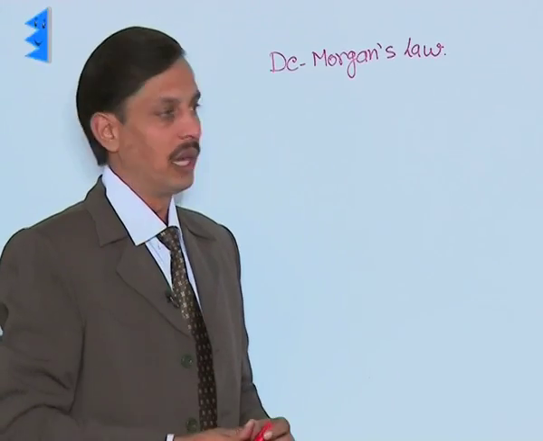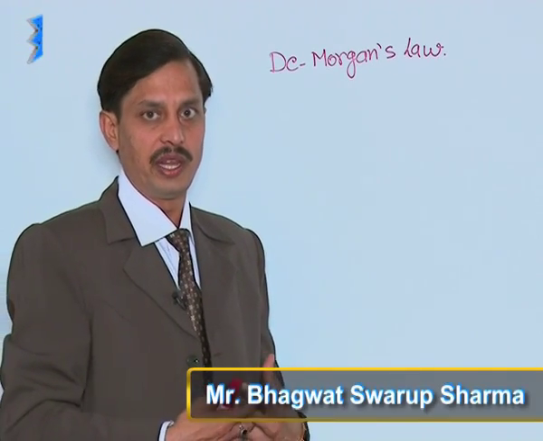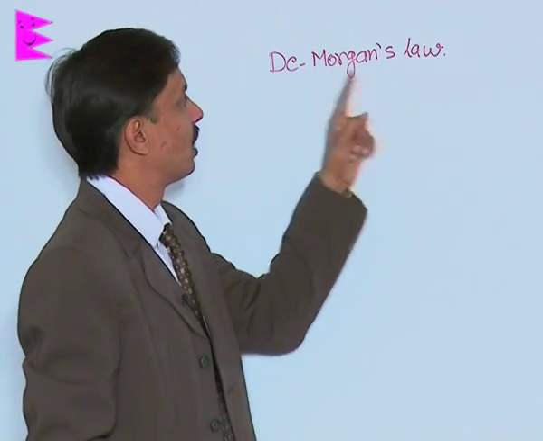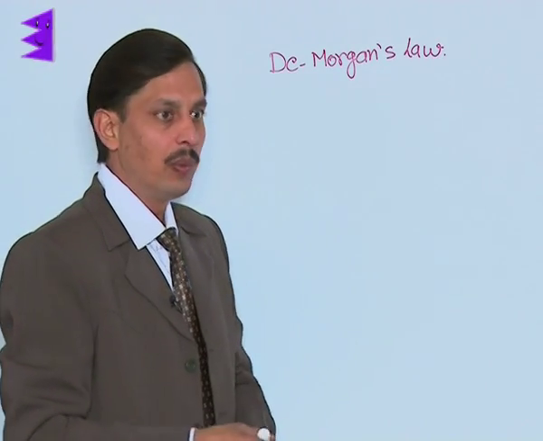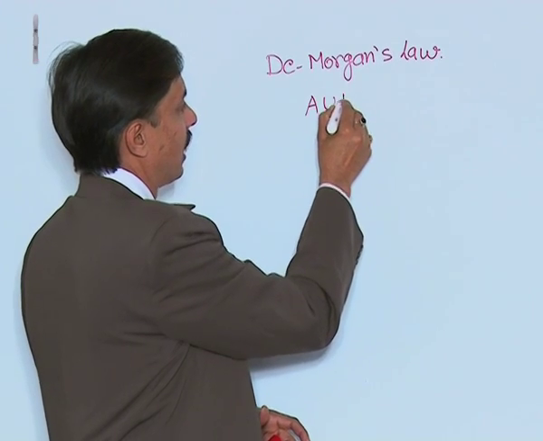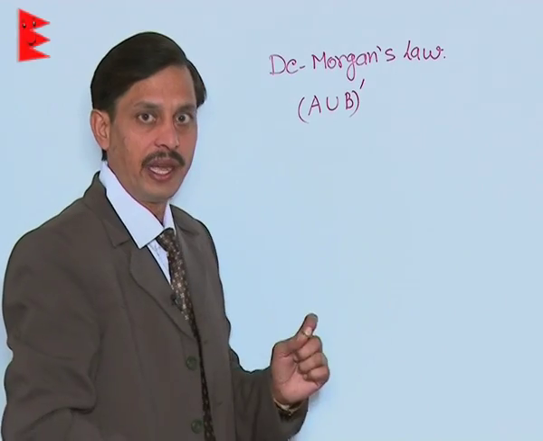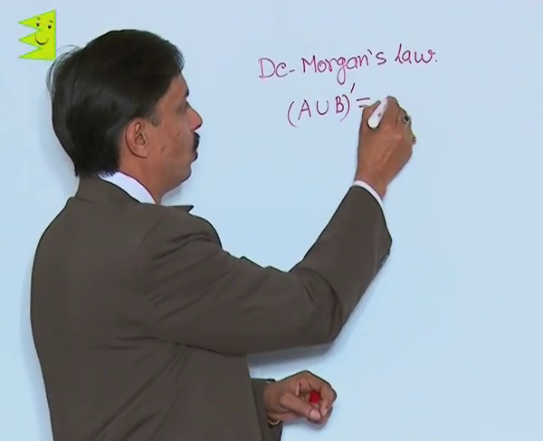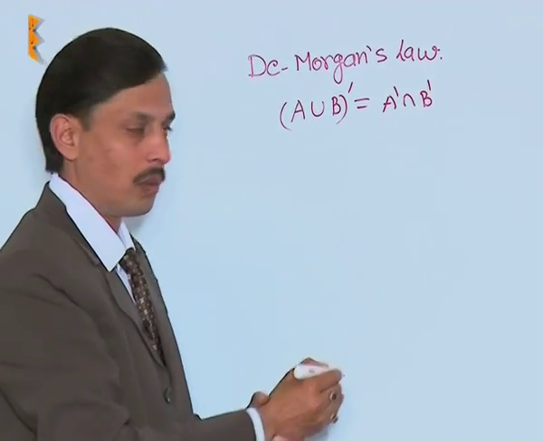Now I want to discuss with you one very important and specific rule, that is De Morgan's law. What is De Morgan's law? If we have a set A and another set B, then the complement of set A union B is equal to A complement intersection B complement.